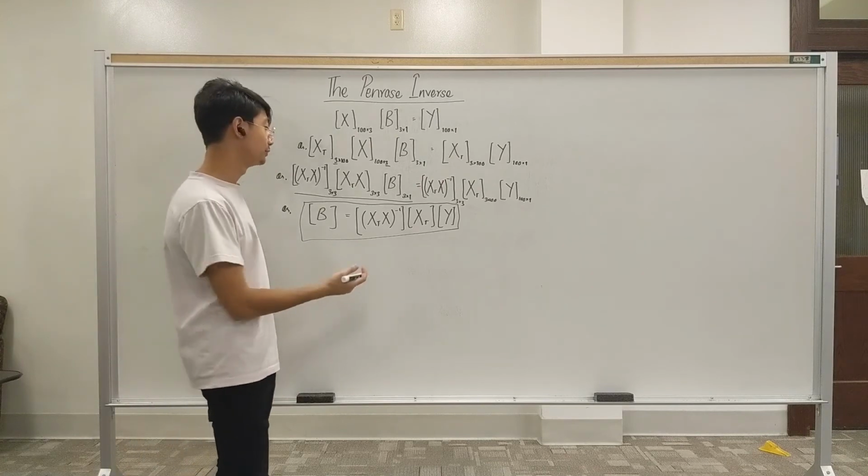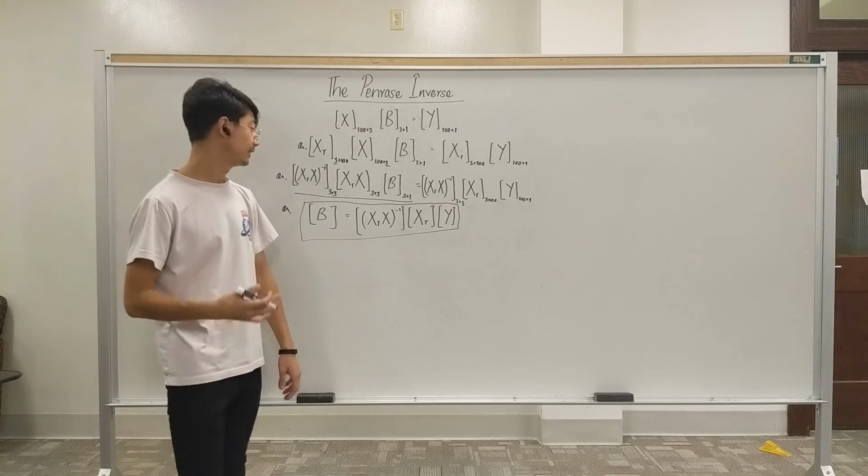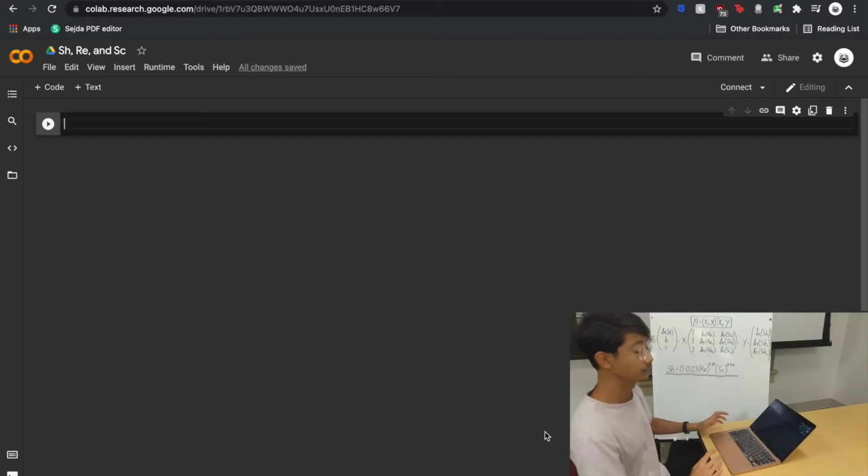We are not going to do that on the board. We're going to code that out in Python. And so let's see what values we get for A, B, and C. All right, so now we're in Python, and we're going to try to solve the Penrose inverse in order to find what the actual values of our constants A, B, and C are going to be.